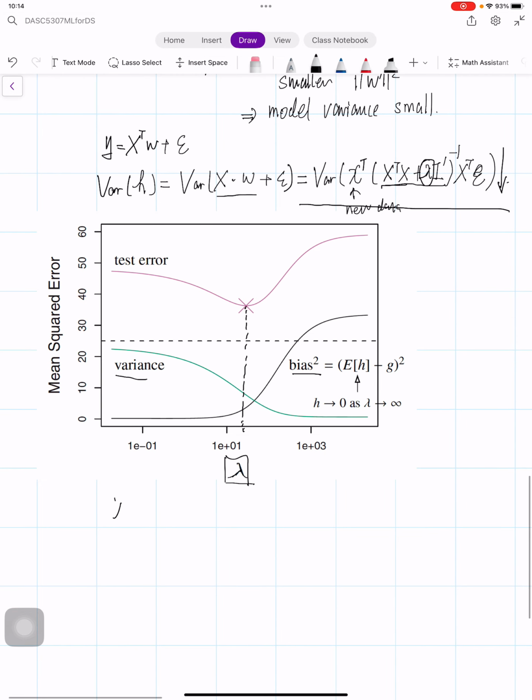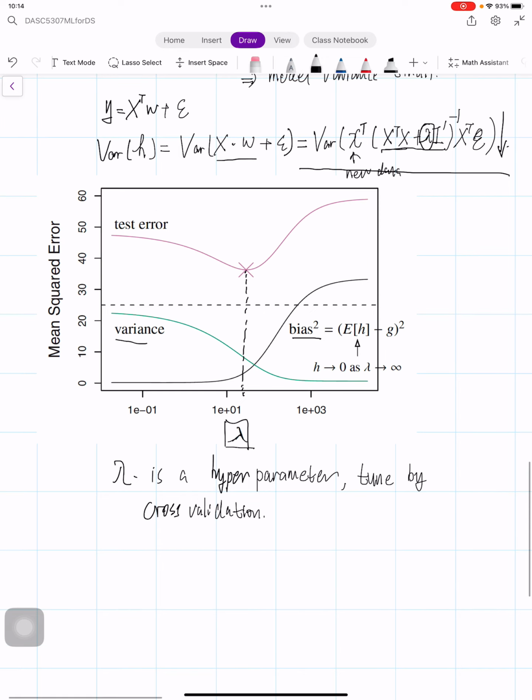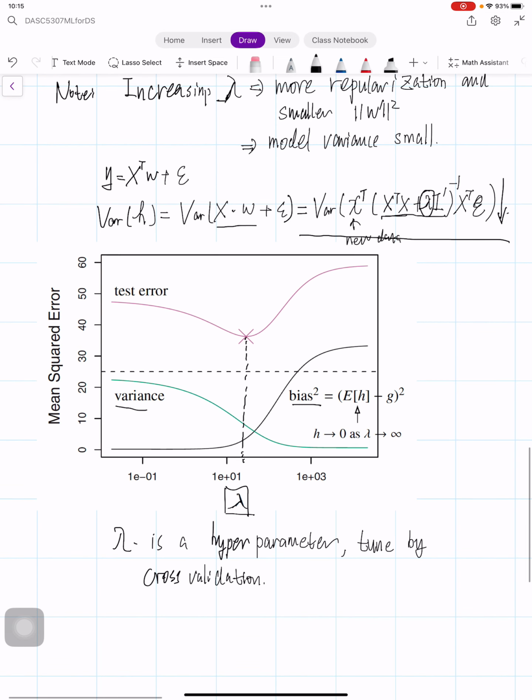So lambda is a hyperparameter that can be tuned by cross validation. Okay, I think that's about ridge regression. Next, I will talk about the Bayesian justification for ridge regression.